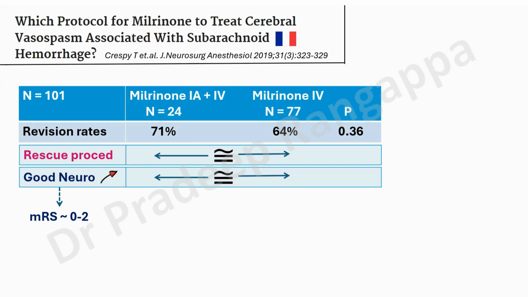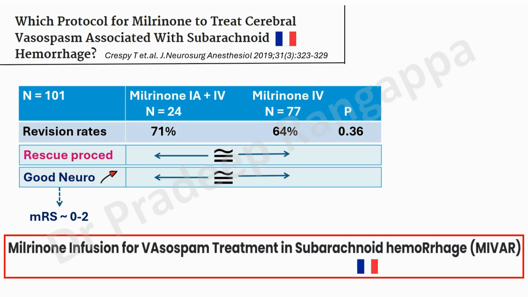And the new trial that is currently happening, again from the French group, is a Milrinone infusion for vasospasm treatment in subarachnoid hemorrhage, called the MIVAR trial. The enrollment is still happening, so it would be exciting to see what this trial is going to show. This is a French multicentric trial, similar to possibly Milrispasm, where IV Milrinone is being used and recruitments are happening.